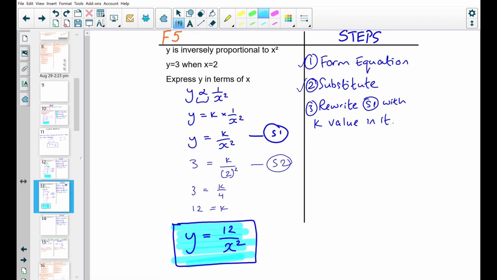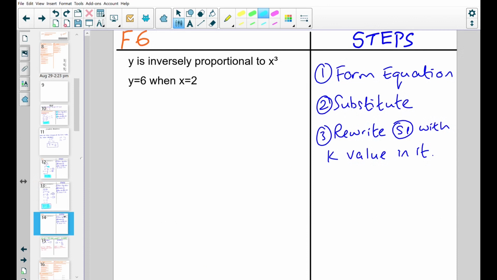And lastly, the last fluency learning outcome in this unit. Again, the difference between F5 and F6, here we've got x to the power of 3, but all the process remains the same, nothing changes. So I am going to do this a little bit faster. Here's a question. Y is inversely proportional to x cubed. I replace this with equal k. This can now be rewritten as this cube. Let's rewrite that properly.